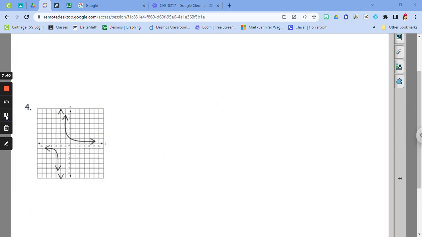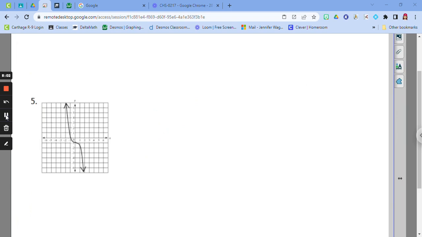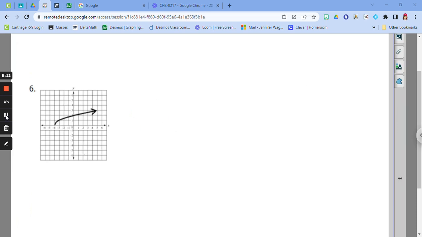Four. Reciprocal. Okay. So the biggest giveaway on this is the fact that you have 2 curves. Five. Cubic. And third. Yes. Right?